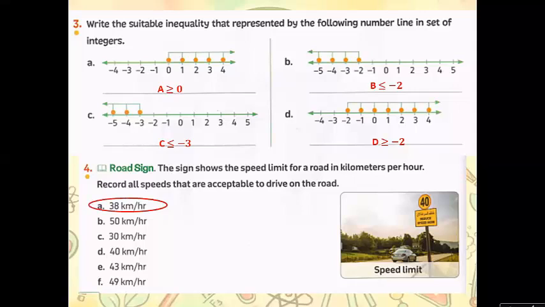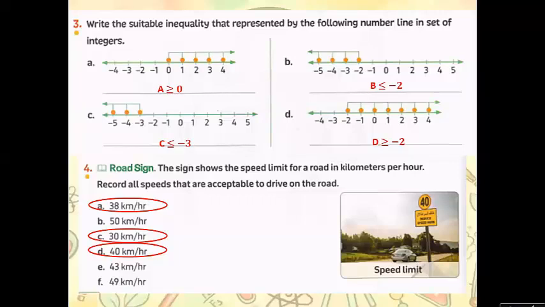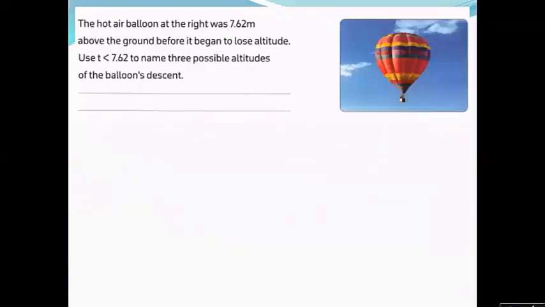Letter B, 50 kilometers per hour. No, the limit is 40. Letter C, 30 kilometers per hour. Yes, accept. Letter D, 40 kilometers per hour. Yes, accept, because the speed limit is 40. 43 kilometers per hour. No, the speed limit is just 40, not bigger than 40. 49, it's also bigger than 40.